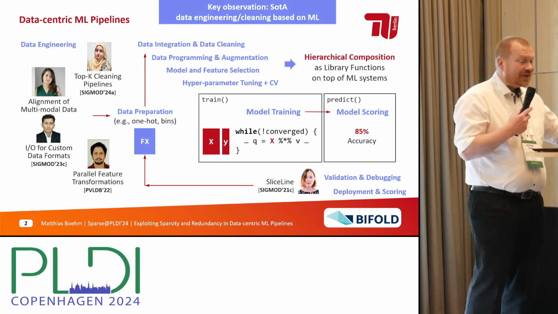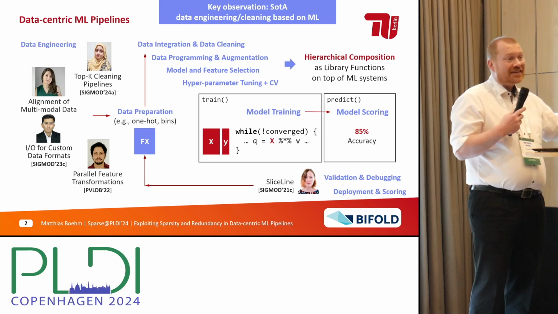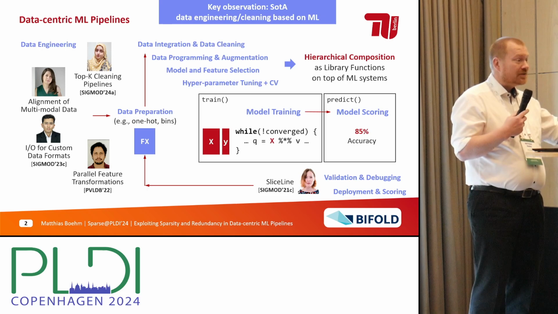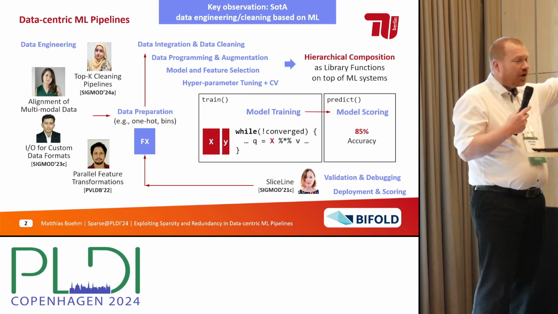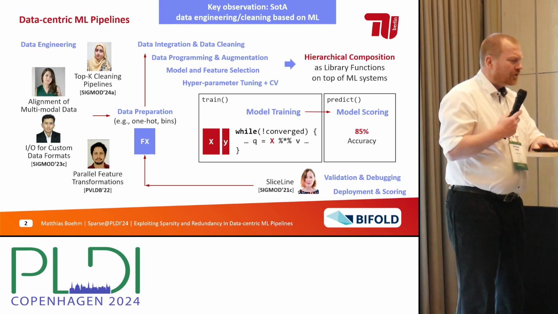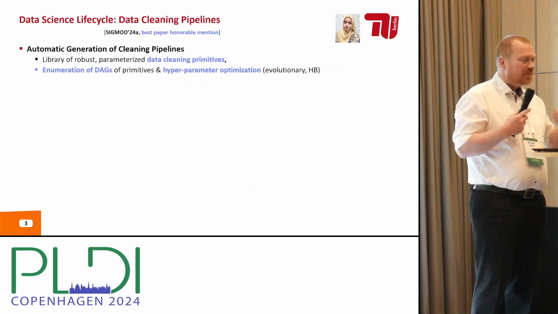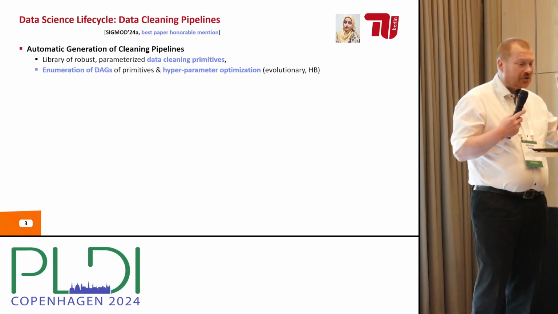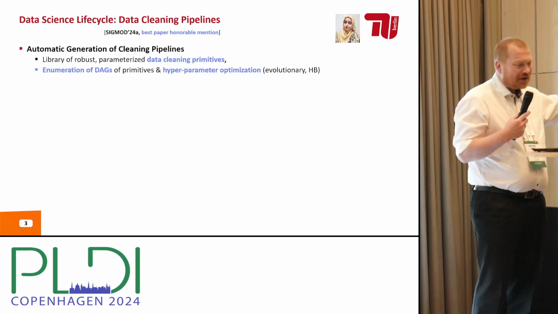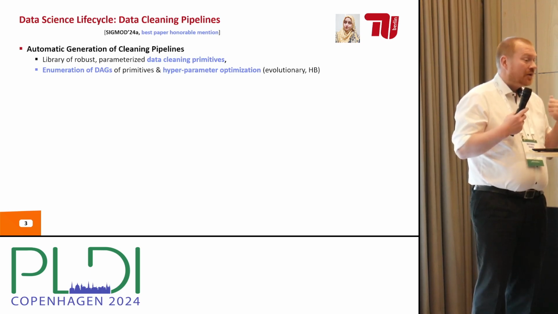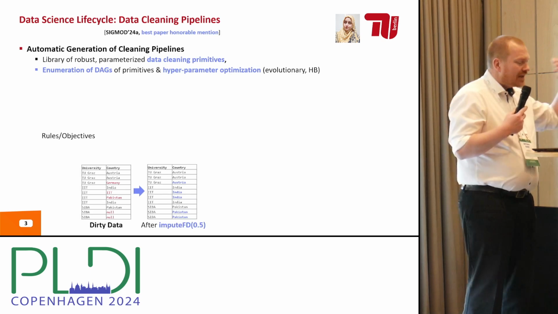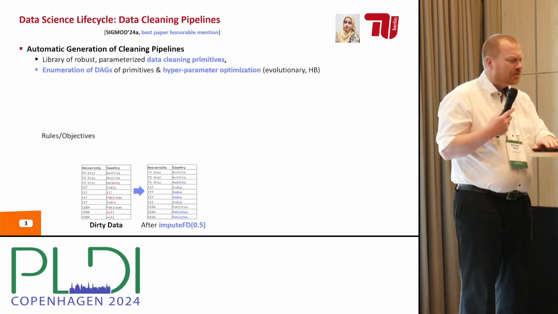Now, the key observation is that state-of-the-art data cleaning and integration strategies are themselves based on machine learning. So it makes total sense to build those primitives on top of a machine learning system. So I want to highlight two aspects of what we build on top of machine learning systems. One is data cleaning pipelines. Great work by Shafak. She graduated last week and built essentially a system for automatically enumerating pipelines of data cleaning primitives, such as data imputation by robust functional dependencies.